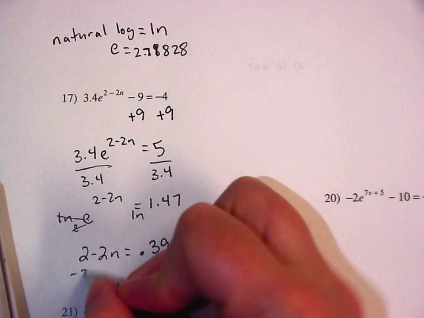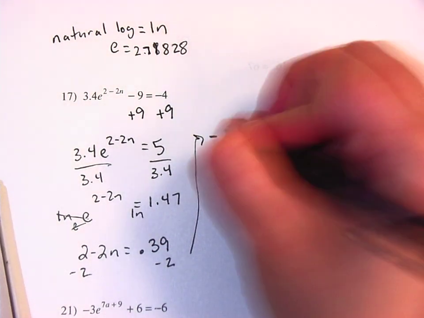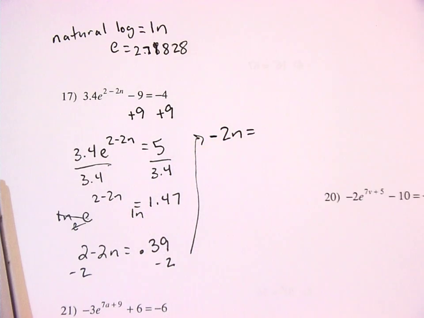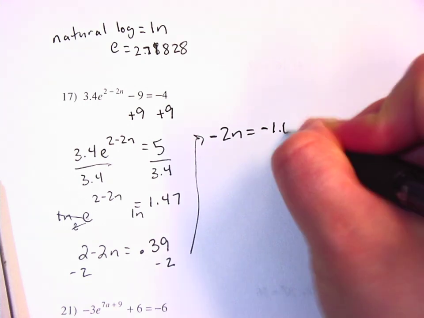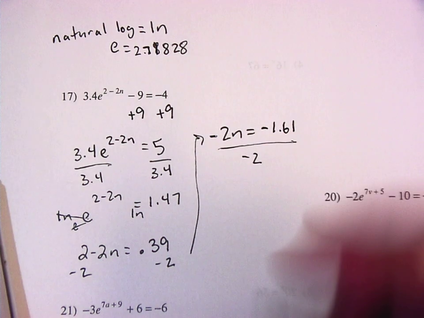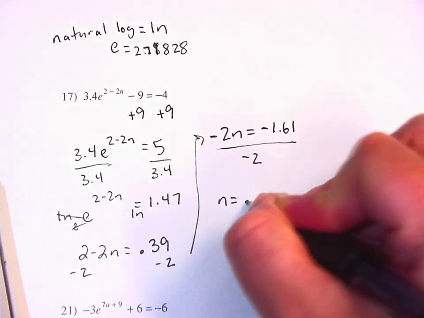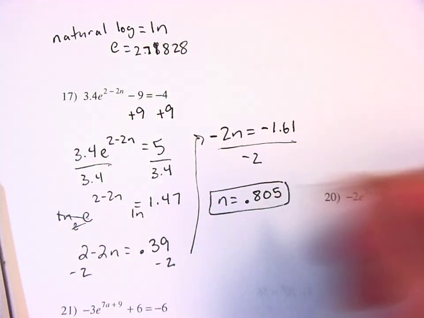That's 0.39-ish. Minus 2. Now I've got negative 2n equals negative 1.61. Divide by negative 2. And I get 0.805 as my answer, 0.81 about.